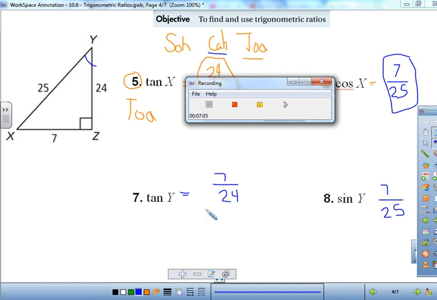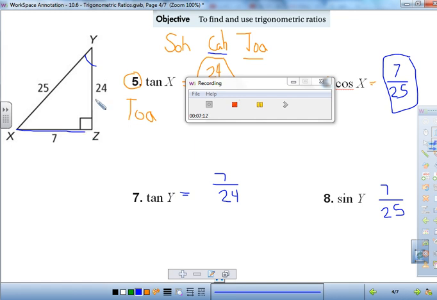All right, here we go. 7/24. So opposite angle Y is 7. Adjacent to angle Y is 24. So that's TOA, tangent, opposite over adjacent. Sine up here. So opposite over hypotenuse. Well, opposite is still 7. So it's 7 over hypotenuse is 25 right here. So 7 over 25.